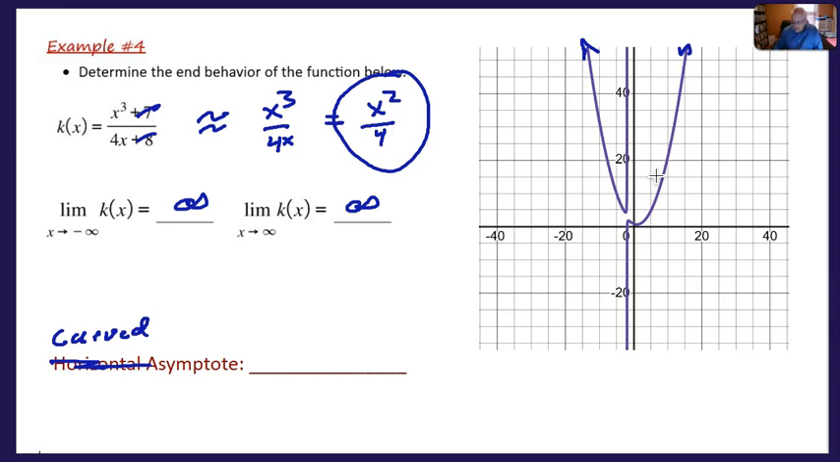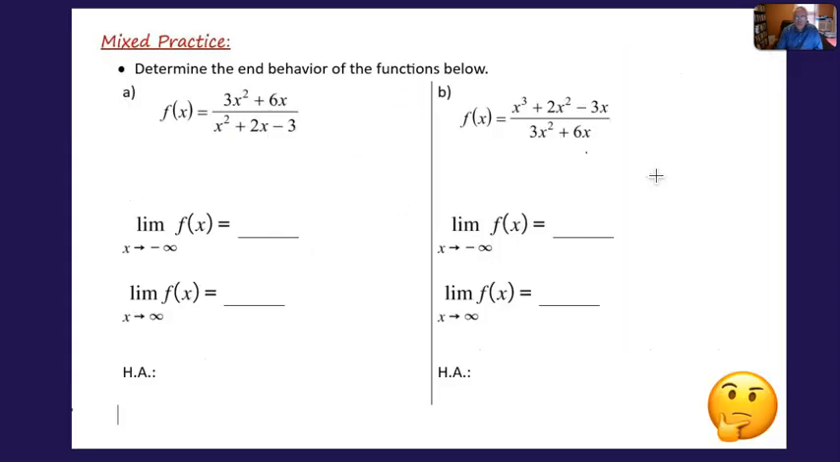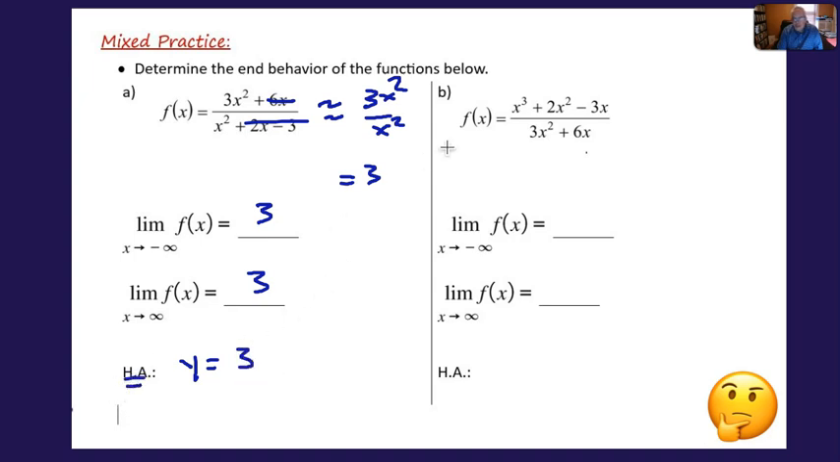Okay, those are the kind of things that can happen. Those are what we need to be able to identify. So here we got a little mixed practice. I'm going to cross off the terms that aren't going to matter much. And this is 3x squared over x squared, which is equal to 3. So as x goes to negative infinity, 3. As x goes to positive infinity, 3. And the horizontal asymptote, y equals 3. I know it has a horizontal asymptote because there's no x here in the numerator or the denominator. We just have a constant.